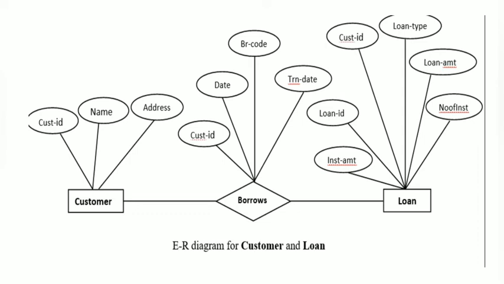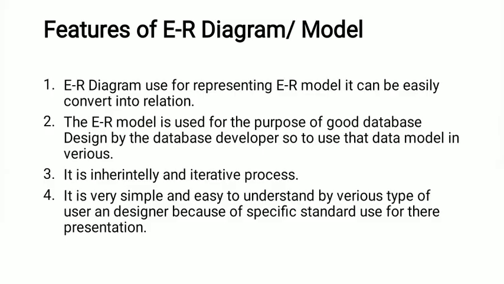These are some features of an ER diagram or ER model. First, the ER diagram is used for representing the ER model. It can be easily converted into relations. The ER model is used for the purpose of good database design by the database developer, so as to use that data model in various applications. Third, it is inherently an iterative process. Fourth, it is very simple and easy to understand by various types of users and designers because of the specific standard used for the presentation.